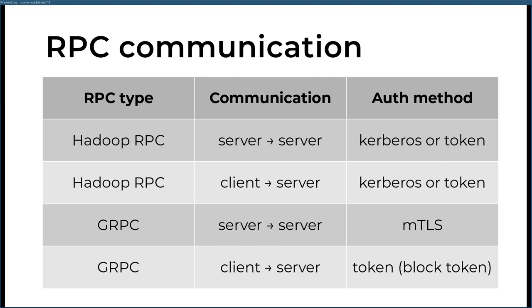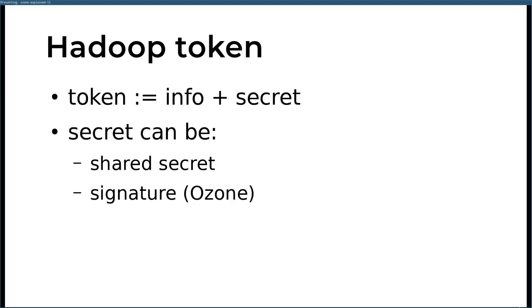So Hadoop RPC can support any kind of Kerberos authentication or token-based authentication. On the other hand, with gRPC, the easiest way is just to turn on mutual TLS, when the server-to-server communication can be secured, or we can implement any token-based authentication on the application level. We can just add the token field and check what we would like to do.